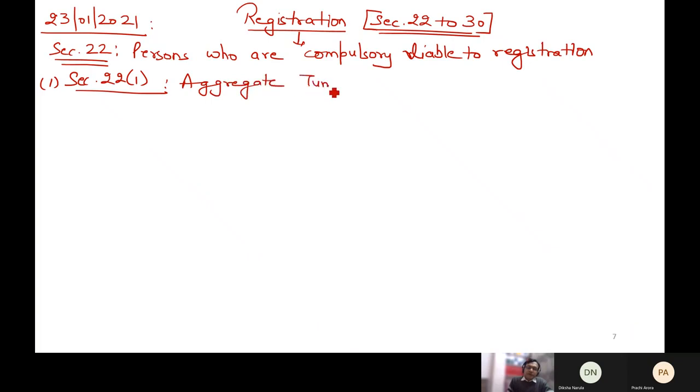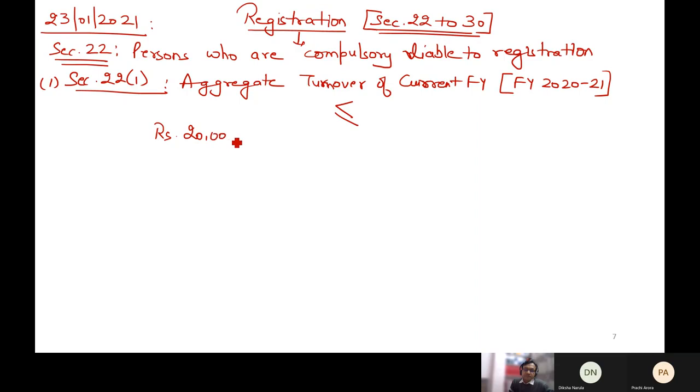So I can say that if aggregate turnover of the current financial year, what is my current financial year? For my course, my current financial year is 2020-21. If in this year my aggregate turnover, my means whom? Supplier, does not exceed rupees 20 lakh. In some cases, the limit is rupees 10 lakh.